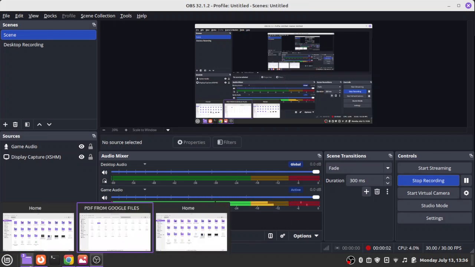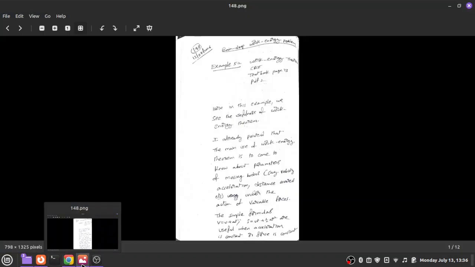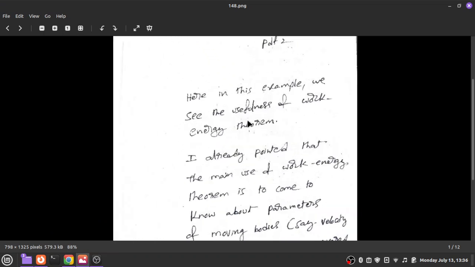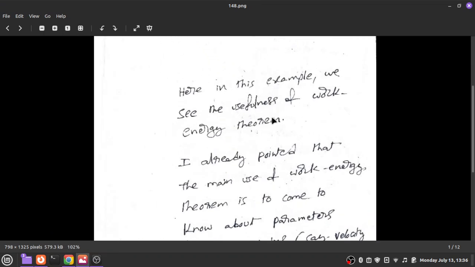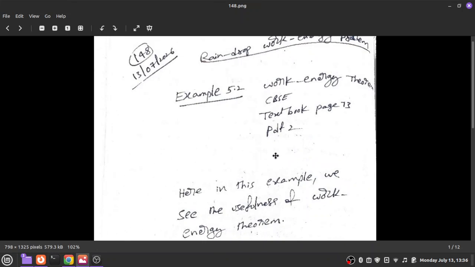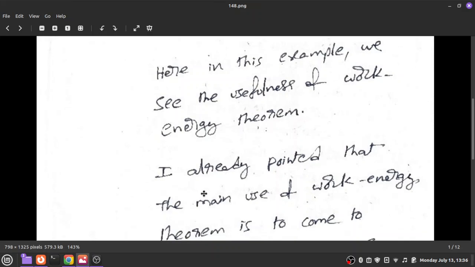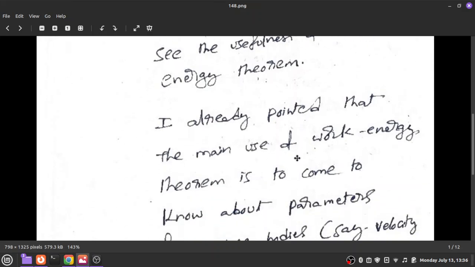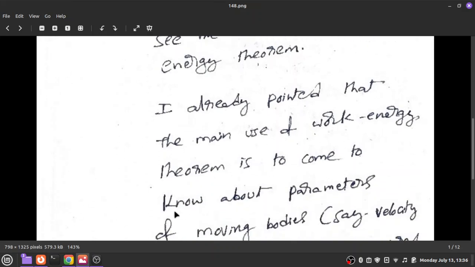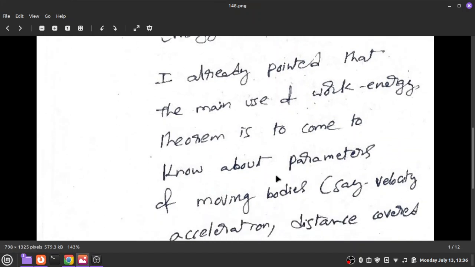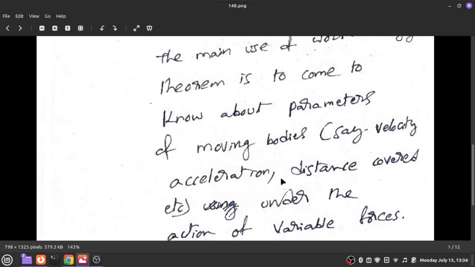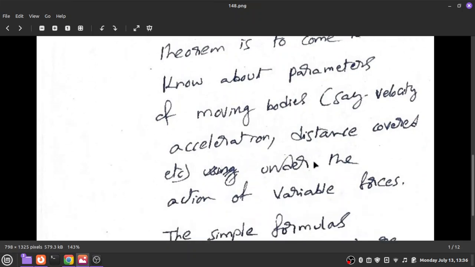Hello students, I am going to explain the raindrop problem in relation to the work energy theorem. I already pointed out that the main use of the work energy theorem is to come to know about parameters of moving bodies, say velocity, acceleration, distance covered, etc., of the moving body under the action of variable forces.